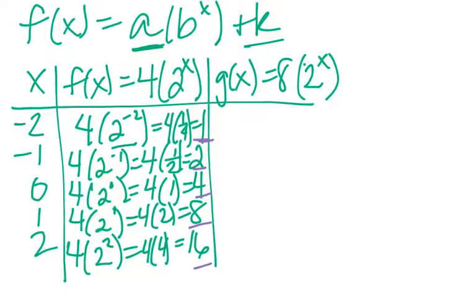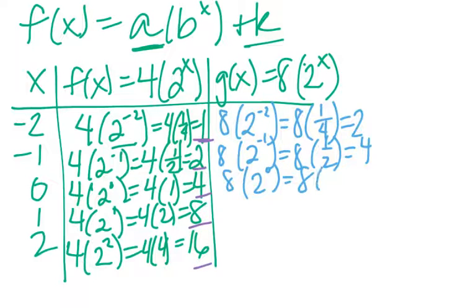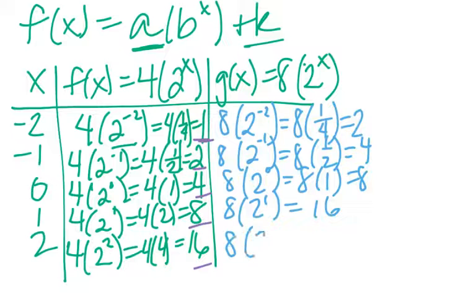For g of x, if we have 8 times 2 to the negative 2, we have 8 times 1/4, which is 2. 8 times 2 to the negative 1 is 8 times 1/2, which is 4. 8 times 2 to the 0, which is 8 times 1, or 8. 8 times 2 to the first, 8 times 2 is 16. 8 times 2 squared is 8 times 4, which is 32. So our y values are 2, 4, 8, 16, 32.